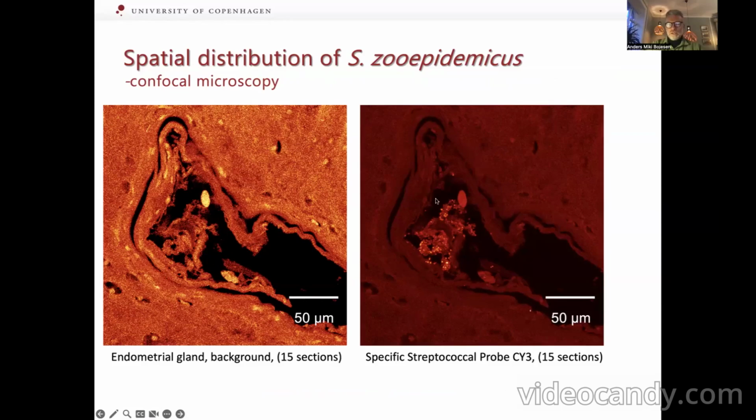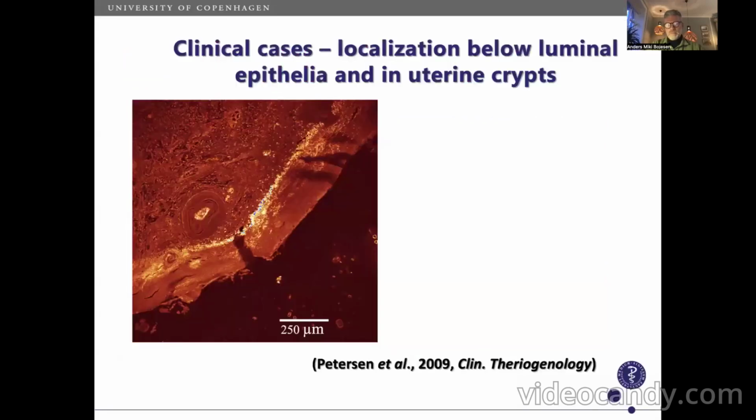When we specifically apply techniques that allow us to identify the different streptococci, for instance, you see that these small round balls here are actually streptococcal cells, which are colonizing these endometrial glands.